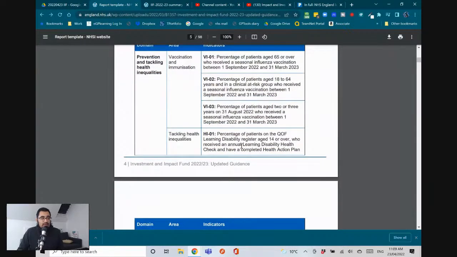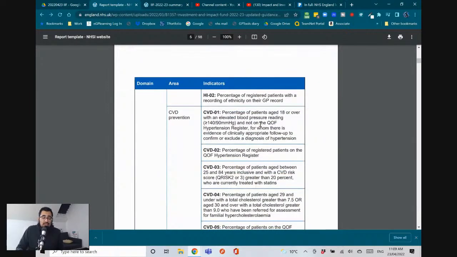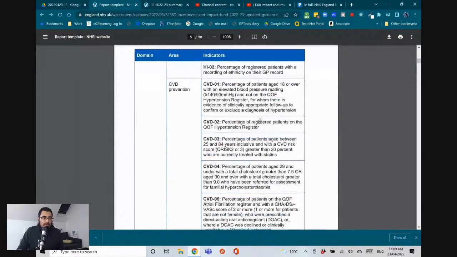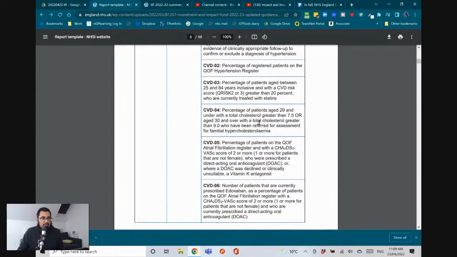Then there's the tackling health inequalities part, which is the learning disability reviews for those patients on your QOF registers. There's the additional part of the CVD prevention, which is a key part of and a massive focus of the IIF. This is particularly picking up patients with hypertension, either established or new undiagnosed hypertension, as well as managing their risk factors, for example cholesterol.